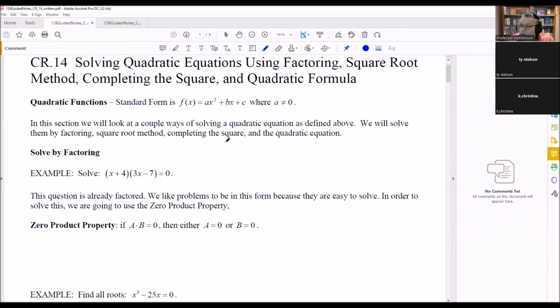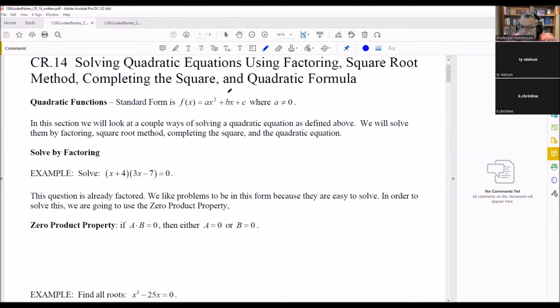That's another one because both of these sections, CR14 and CR15, we need in order to go on to the Chapter 3 section that's on quadratics. So that's why we're going to do these two review sections first here. So this one's on solving quadratic equations, and you see all the 4 different ways that we're going to learn to do that. So we're going to start with the factoring.